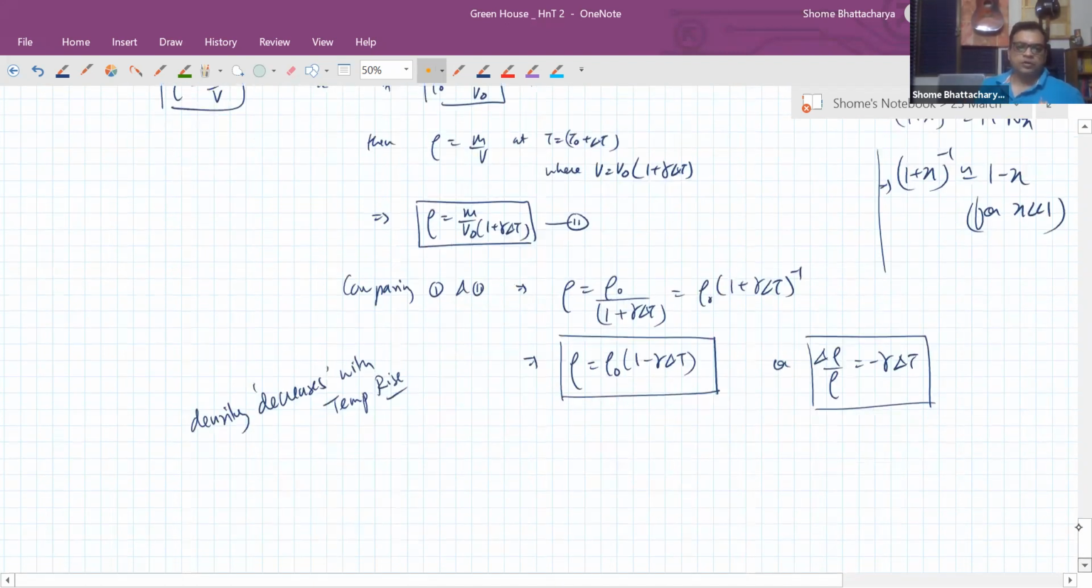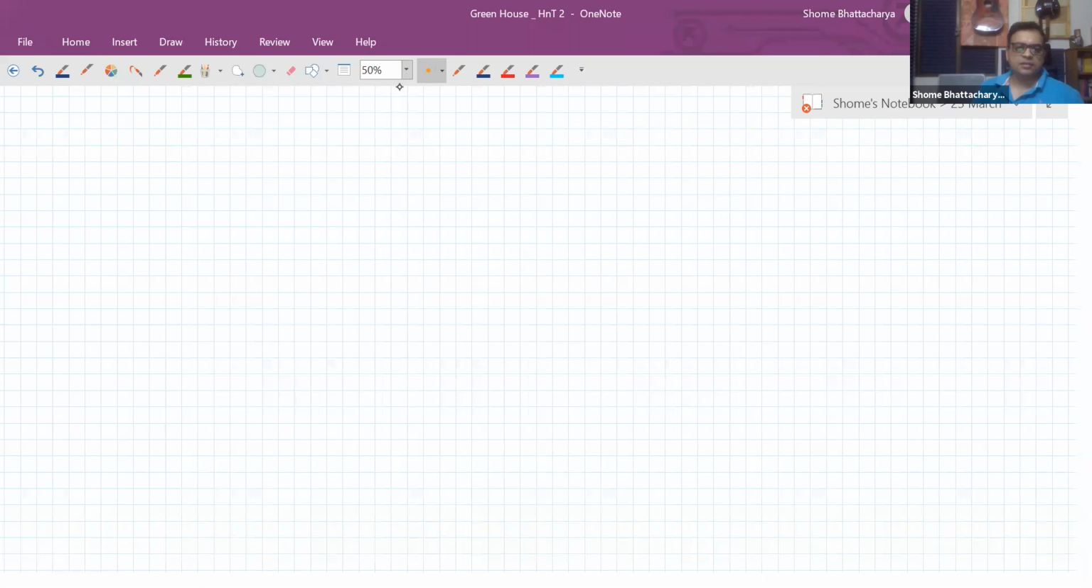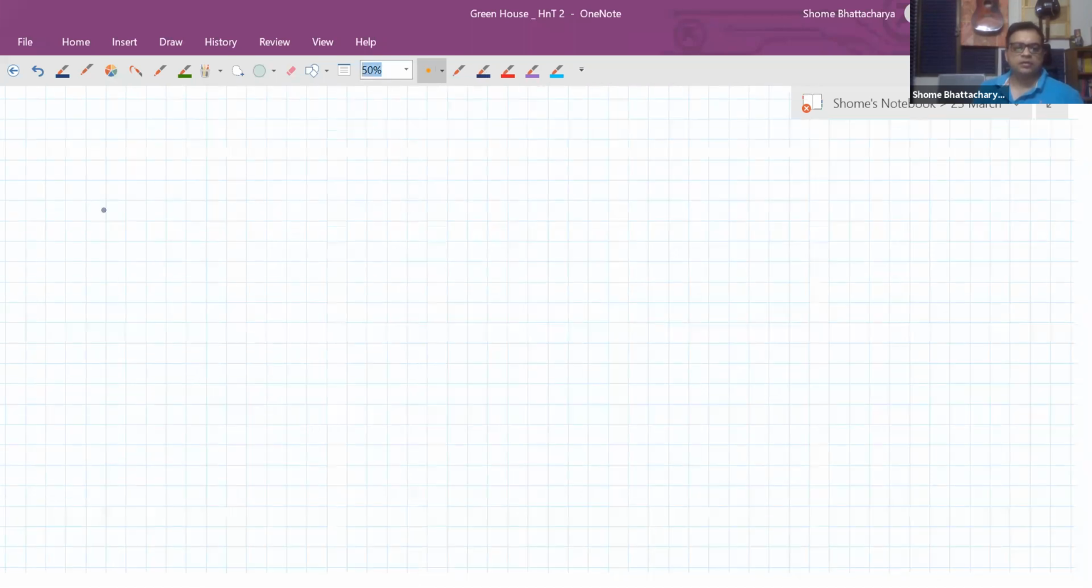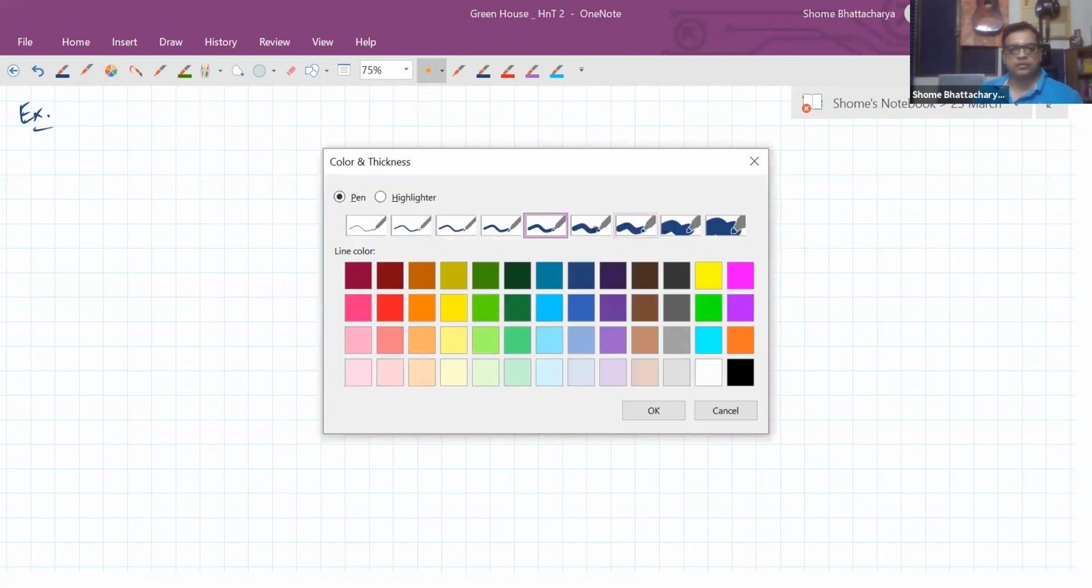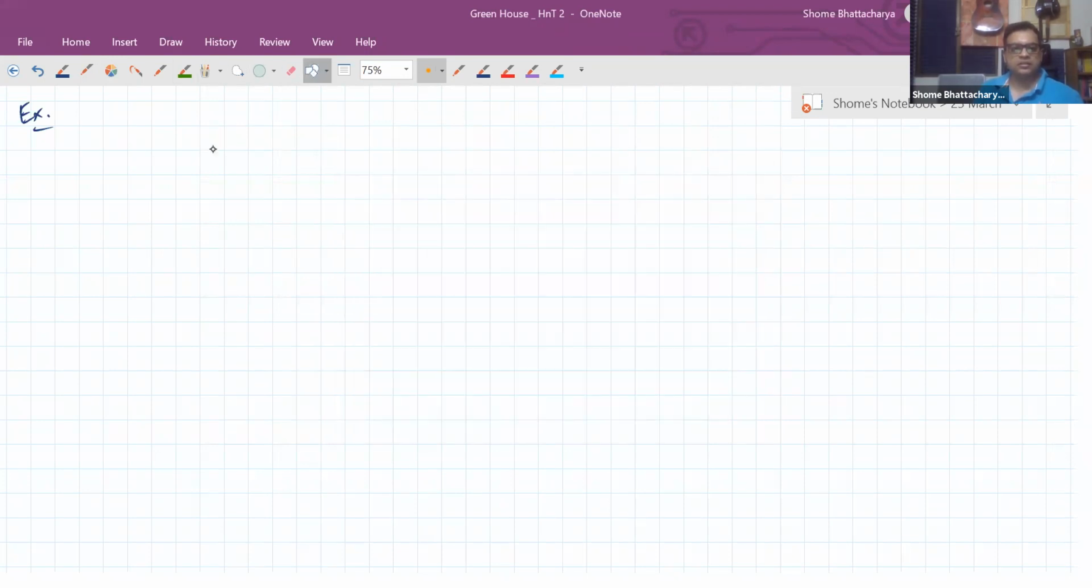Okay, so let's put together all this with a numerical example question. So in this example question, what's happening is that we have a glass container.